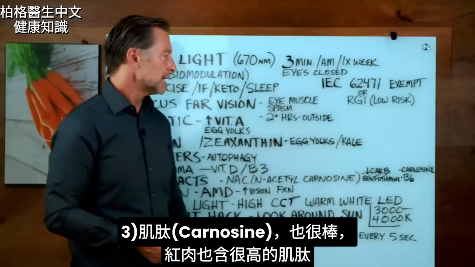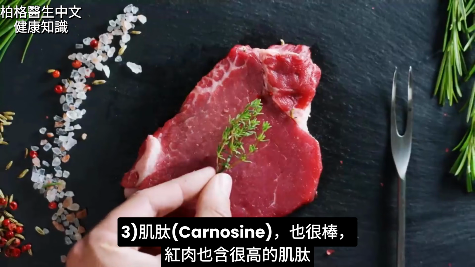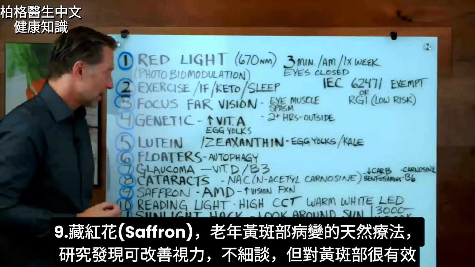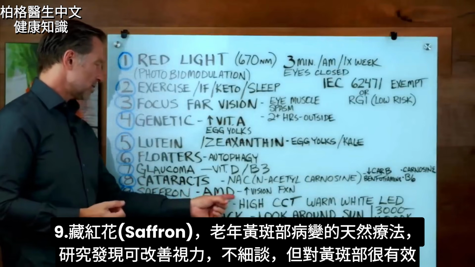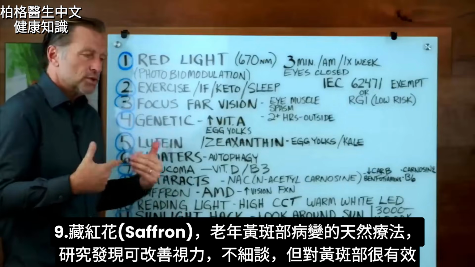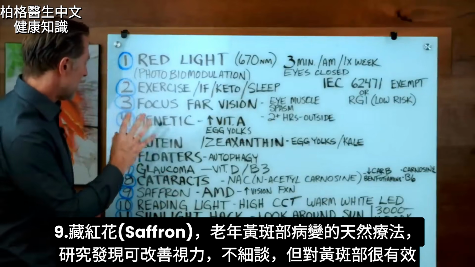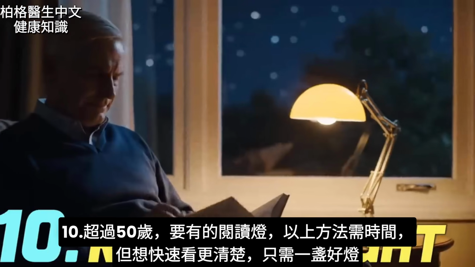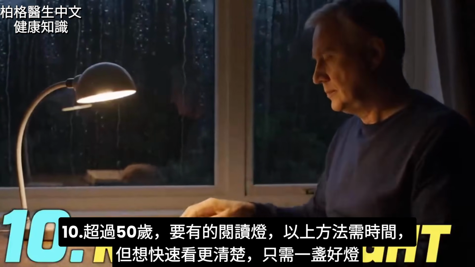Carnosine is another thing that's really good, but you can get carnosine when you have red meat. It's loaded with carnosine. Saffron is a fantastic remedy for age-related macular degeneration. It has been found to improve vision. I don't want to go too far into the details, but it's another remedy that works really good for the macula.